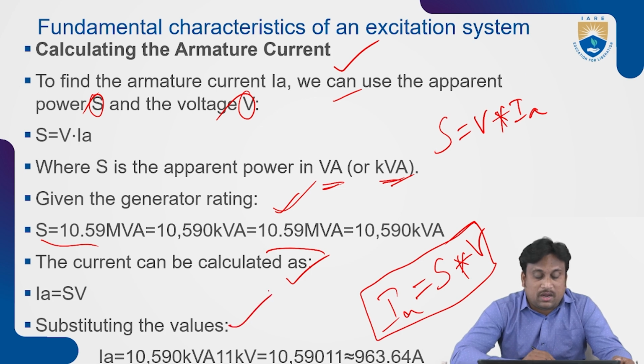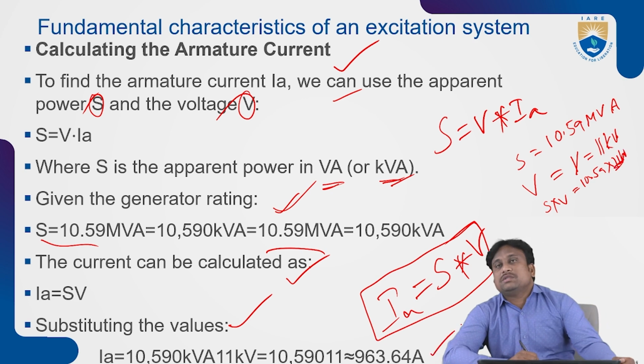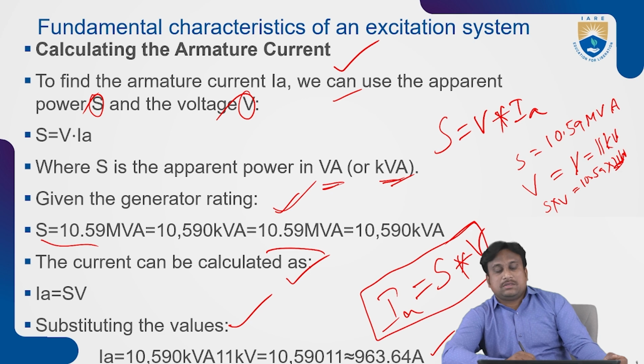Now substituting the values, where S is about 10.59 MVA, and what about V? V is about 11 kV. So when you take these two coefficients, 10.59 MVA divided by 11 kV, it results in 963.64 amps. This is the resultant we will see.